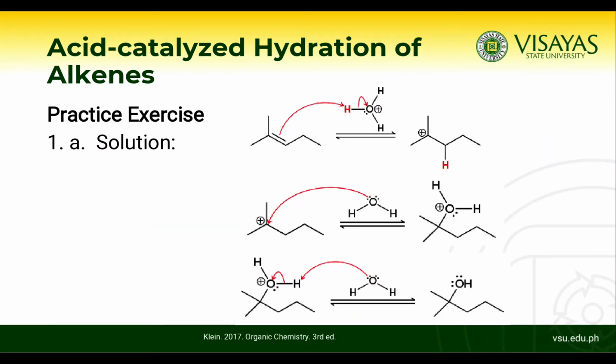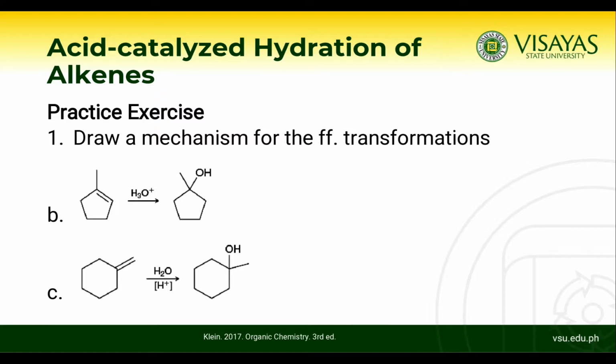In this example, in the first step again, we are forming the carbocation intermediate. Now, our carbocation intermediate here is already a tertiary carbocation. We have 1, 2, 3 carbon atoms bonded to the positively charged carbon. So that is now already the most stable carbocation intermediate. So that is why there is no rearrangement reaction happening in this example.